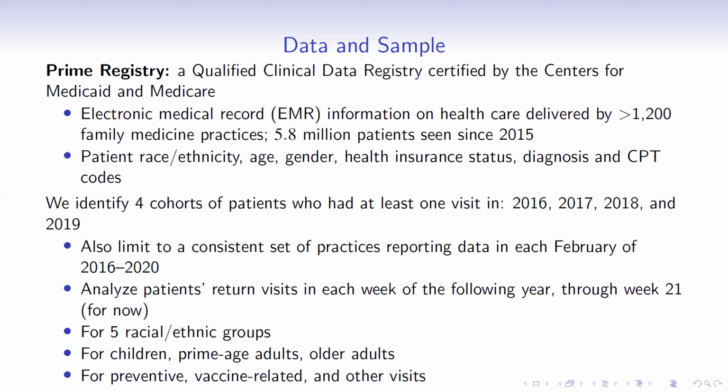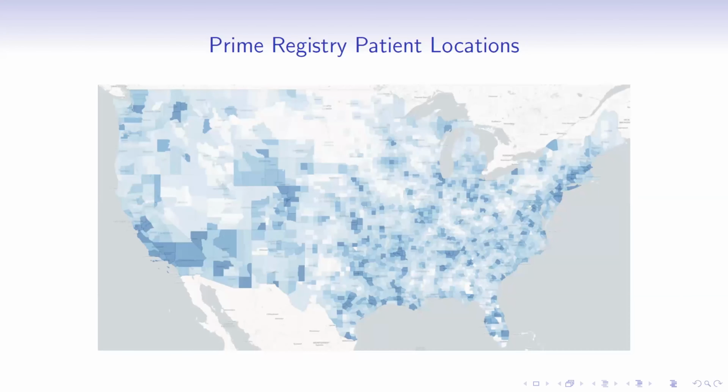As I mentioned, we're going to look at patients' return visits in each week of the following year. Right now, we have cleaned up data through week 21, that is the week of May 18th, 2020. But we are getting updated data every few months or so, so we're hoping to be able to extend this analysis further out. We're going to look at 5 racial and ethnic groups, as I mentioned, for 3 different age groups and for 3 types of visits.